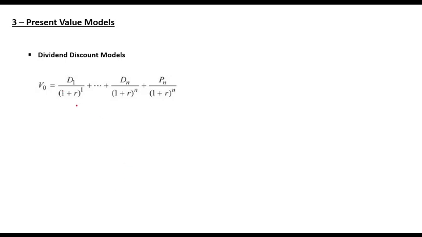So for the dividend discount model, what do you do? You forecast future dividends and you calculate the present value, and that gives you the value of the equity. So when I say forecast future dividends, now the question is, should I forecast it for 5 years? Should I forecast it for 10 years, 100 years, or what?